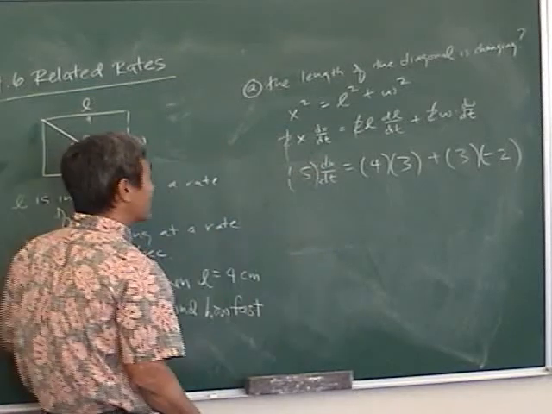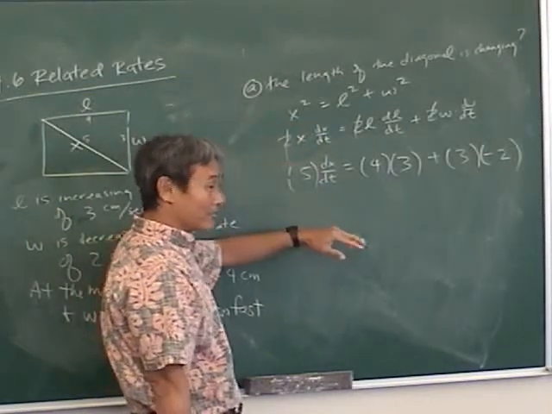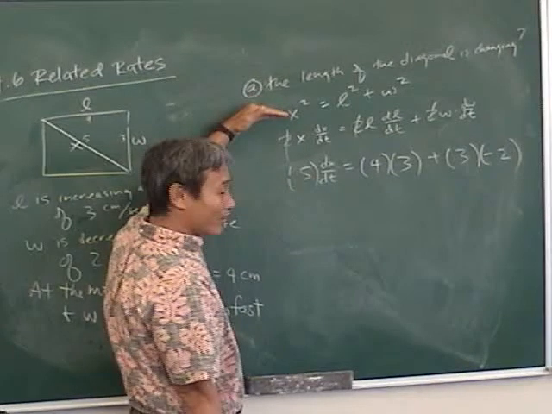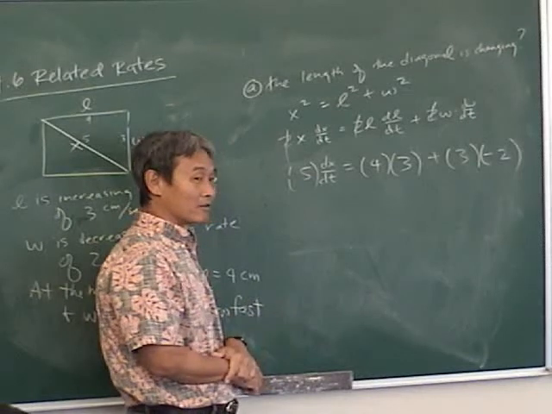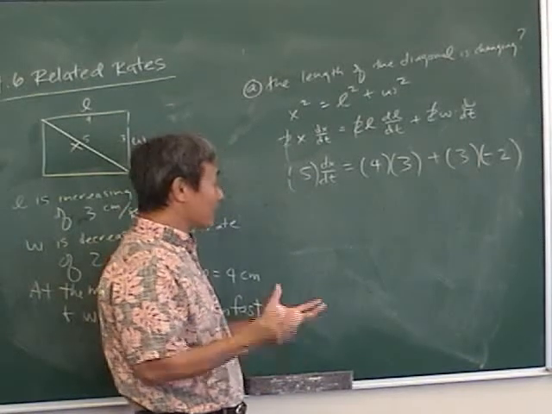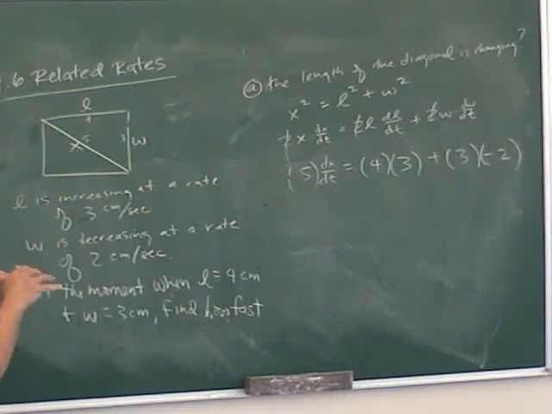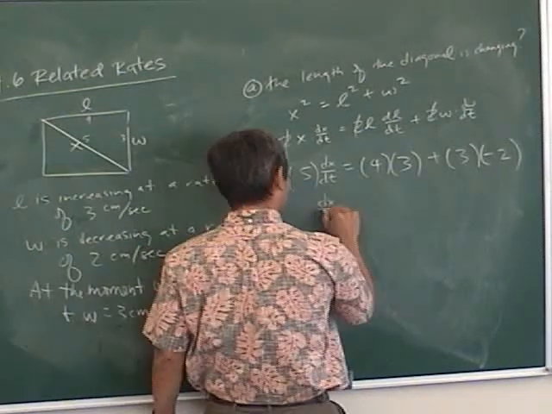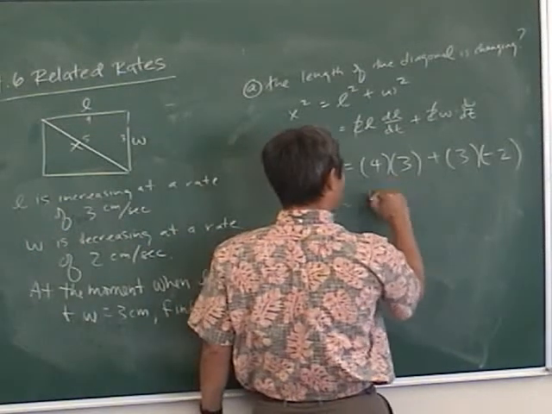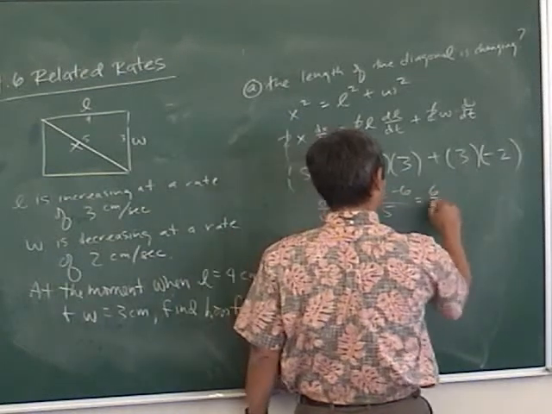Now, notice that you only plug in the numbers after you take the derivative. Because if you plug in the numbers before you take the derivative, then when you take the derivative, you're just going to get 0 equals 0 plus 0. Because the derivative of a constant is simply 0. You guys understand that? You plug in the numbers after you take the derivative. Now we can compute dx/dt. So dx/dt is equal to, this is 12 minus 6, and then divide by 5. So that comes out to 6/5.